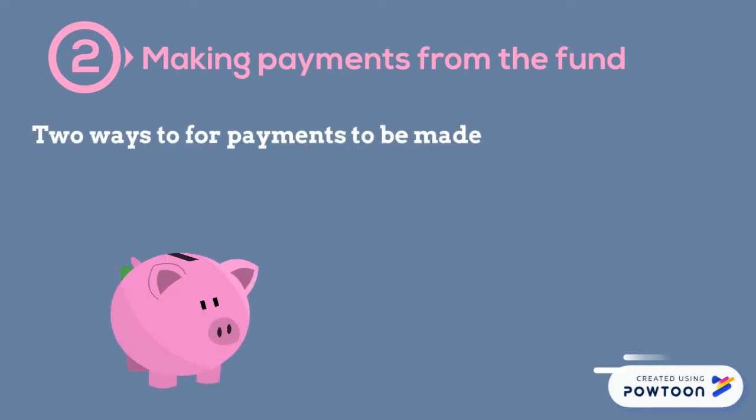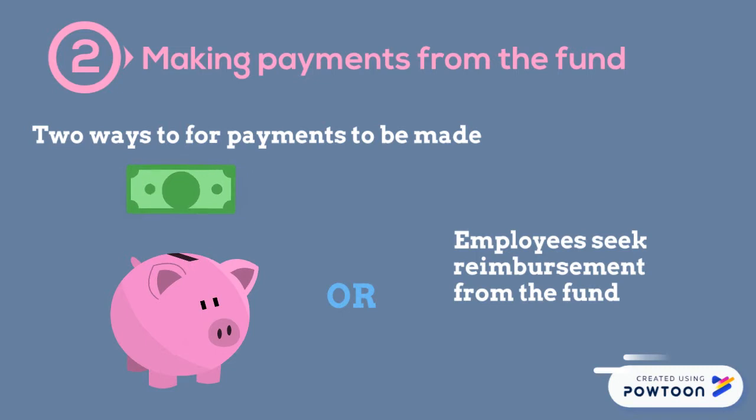Making payments from the fund. Since the fund has been established, cash can be used to pay for appropriate expenditures. There are two ways for payments to be made. Cash can be taken from the fund or employees seek reimbursement from the fund.